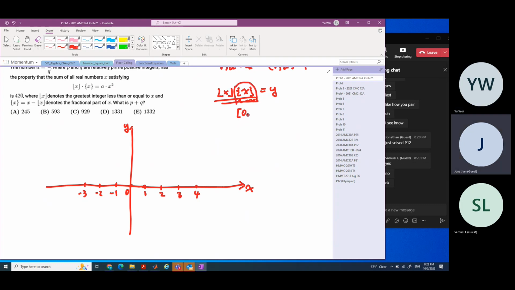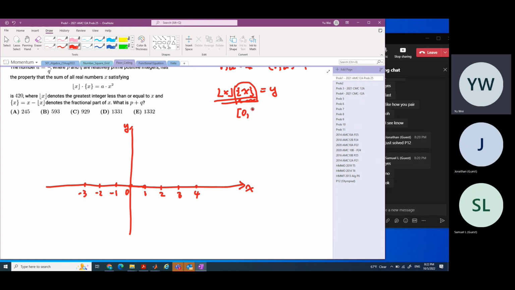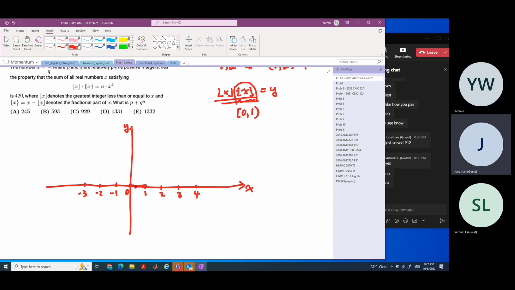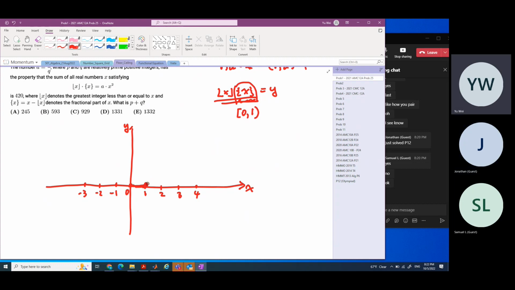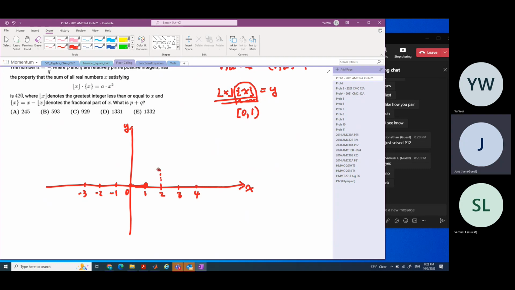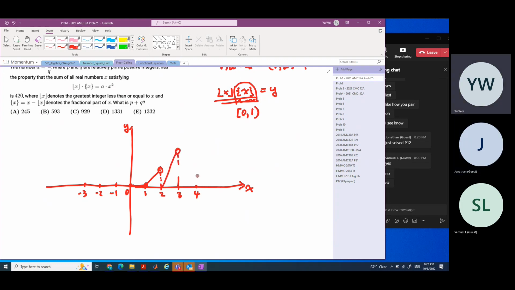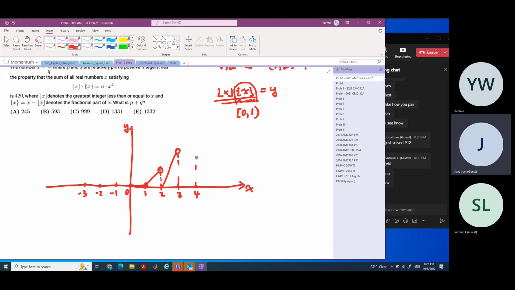0 to 1. Can it include 1? No. So think about it. In the first section, what does it look like? A 0. In the second section? Up to 1, right? In the third section? Up to 2. Like this, right? Next one, 3.